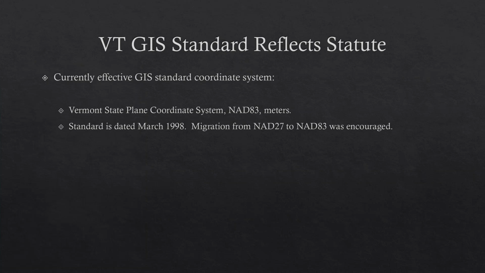Tangential to the statute are Vermont GIS standards and guidelines. Here in Vermont, we place a lot of importance on establishing standards for the use of GIS to make GIS work better in a multifaceted environment. We have a standard for the coordinate system, and the standard states that we are using Vermont State Plane Coordinate System, NAD83, with a unit meters. That standard is dated March 1998. The standard document encourages migration from NAD 27 to NAD 83, and obviously VCGI did a good job with that because I haven't seen any NAD 27 data around here.